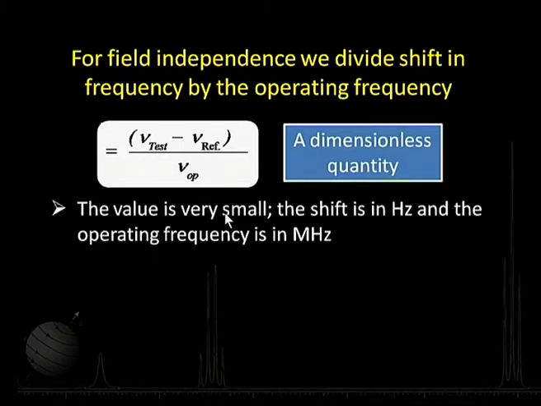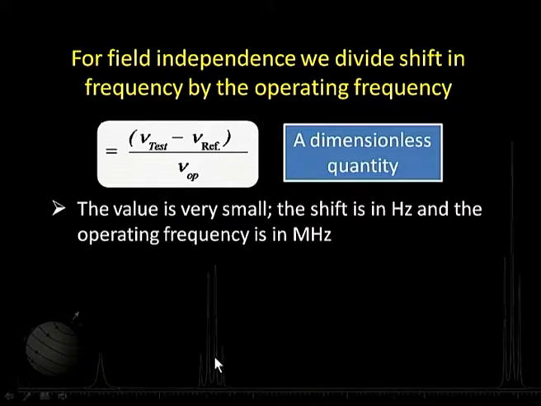When I do that, this parameter that we get is actually very, very small. The reason being that this numerator here, that is nu test minus nu reference, happens to be in hertz. We have just seen that 400 hertz, 700 hertz or 2000 hertz, it is in hertz, whereas operating frequency is in megahertz, 100 megahertz, 500 megahertz and so on. So, this is going to be a very, very tiny fraction, which again will be very inconvenient to use.